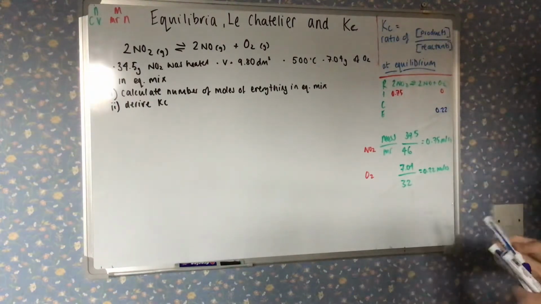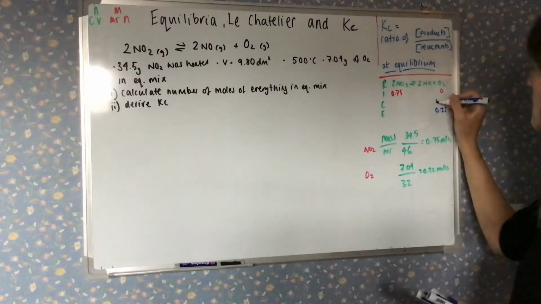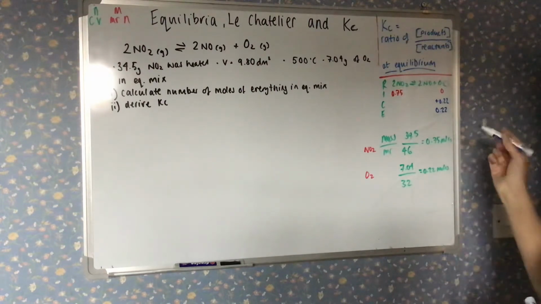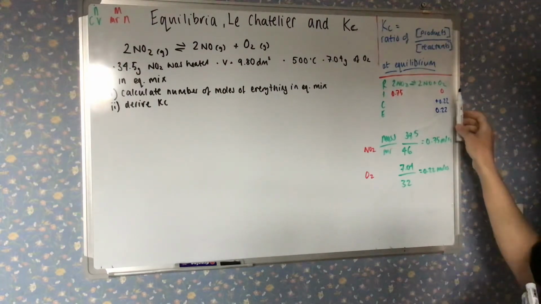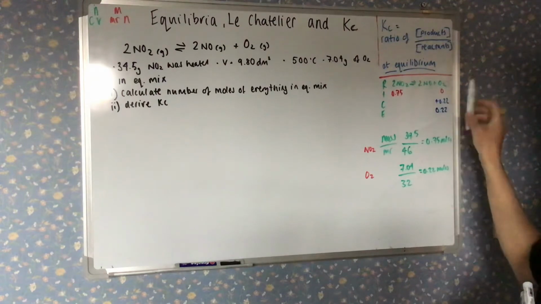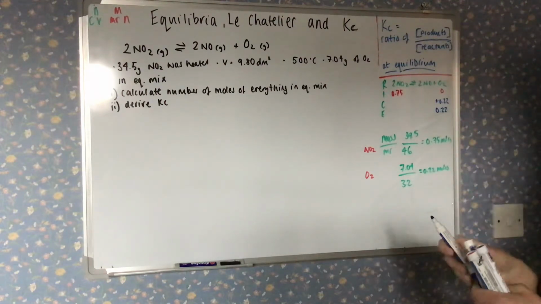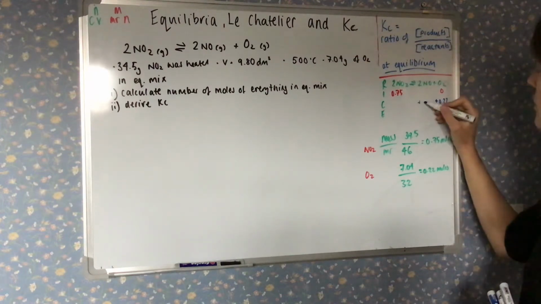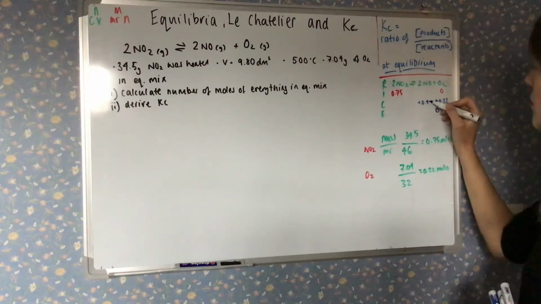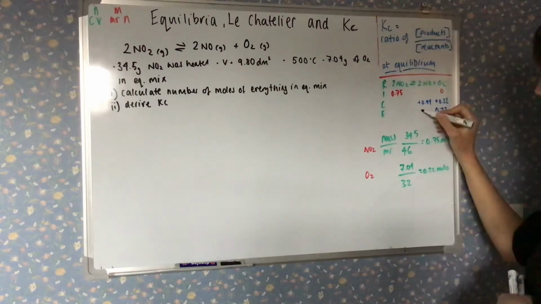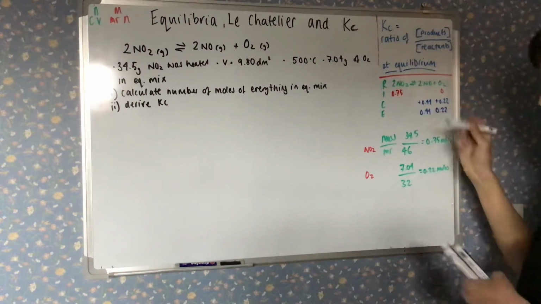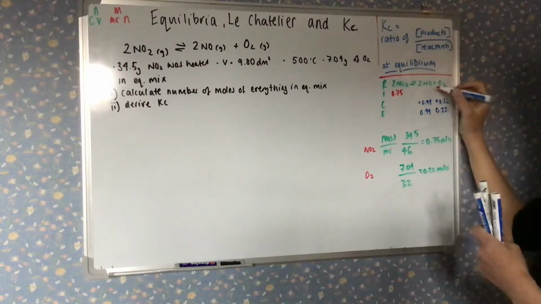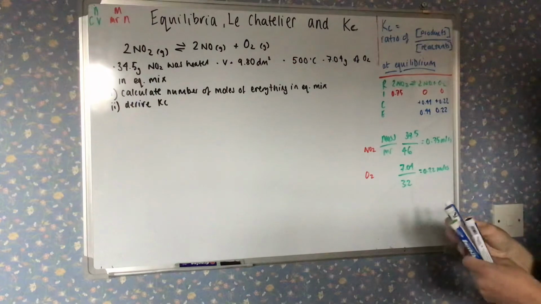That means there's been a change of plus 0.22 for oxygen. Now we're going to use our stoichiometry. NO to O2 is 2 lots of NO to 1 lot of O2. So we're going to do 0.22 times by 2. That's going to have gone up 0.44 from 0, so it's going to be 0.44 moles at equilibrium. It's one of the products.